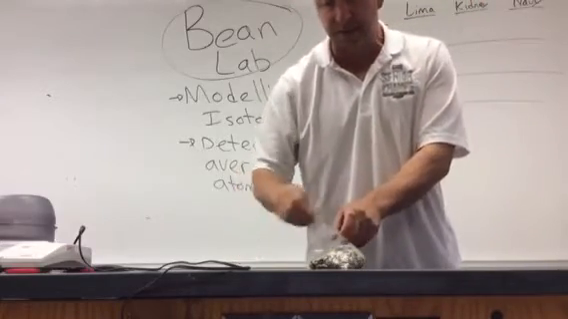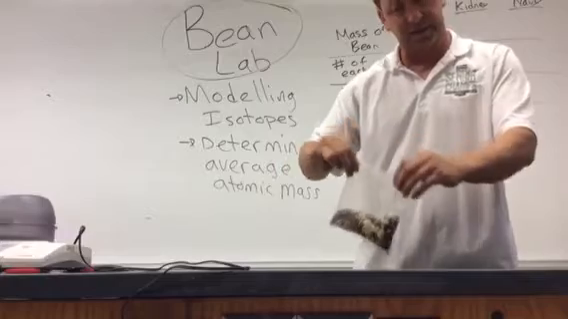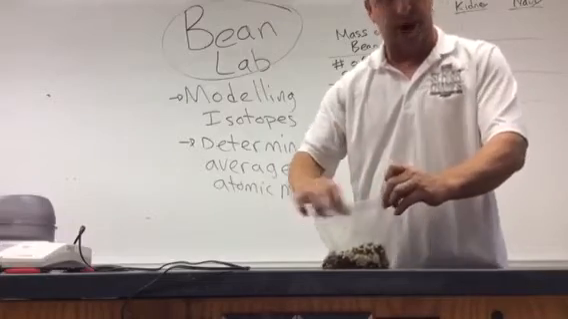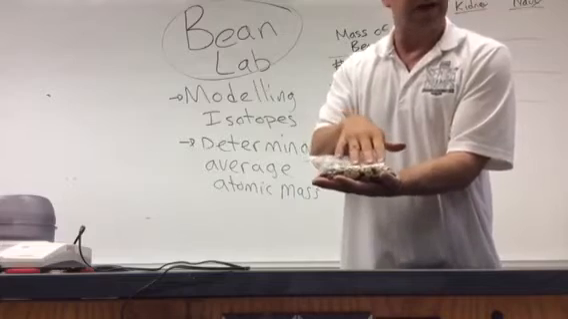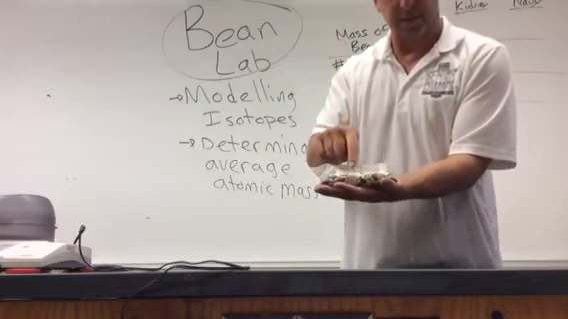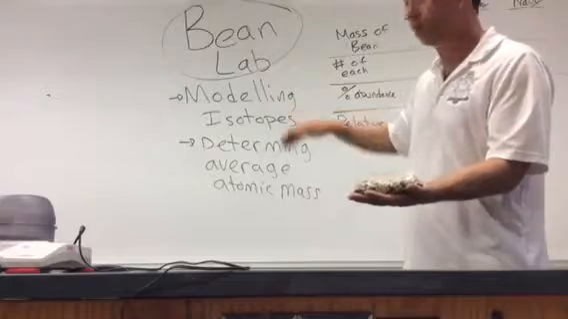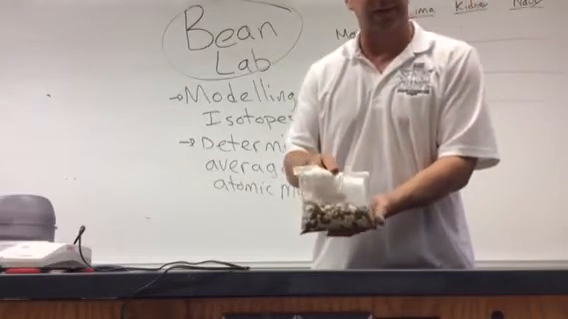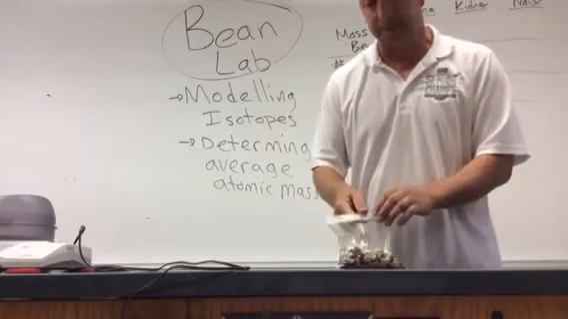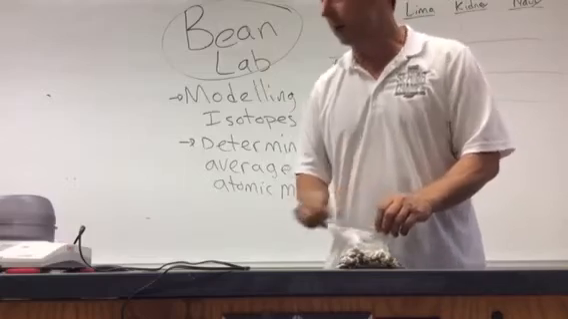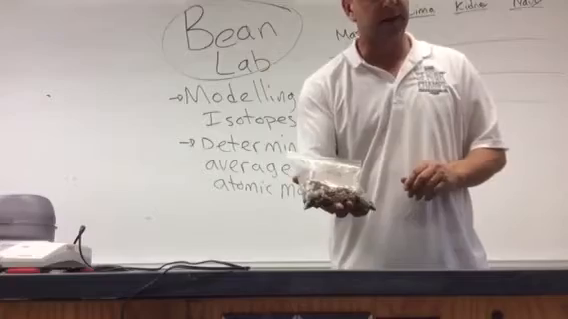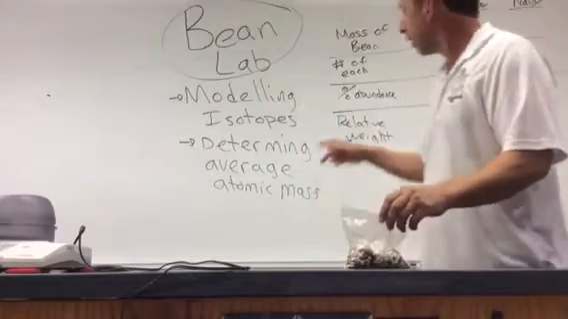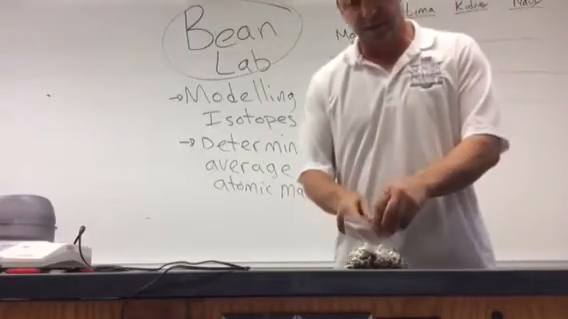The bean bag itself represents a sample of atoms, in which there are different kinds of atoms of the same element. This is similar to how isotopes exist for a certain substance. So our goal today is to figure out the average atomic mass of a bean in a bean bag. The first thing we'll do is mass each bean.